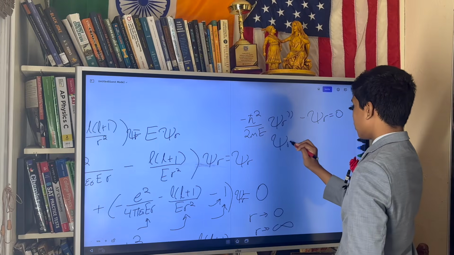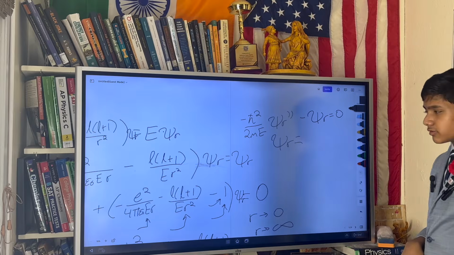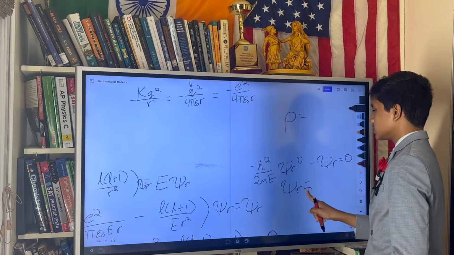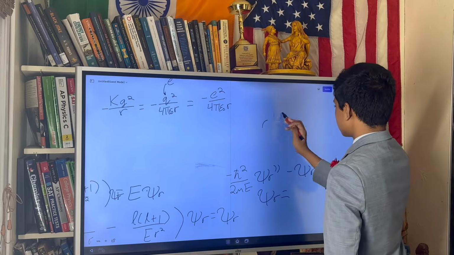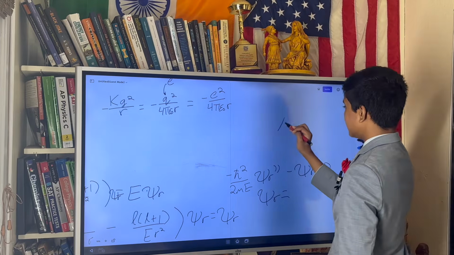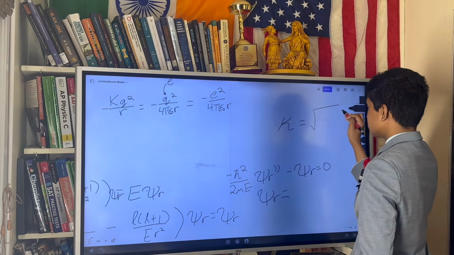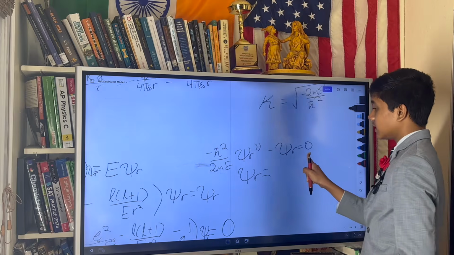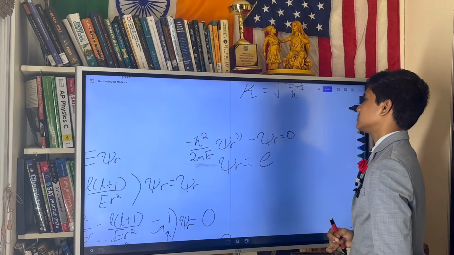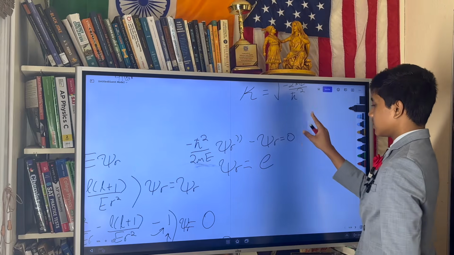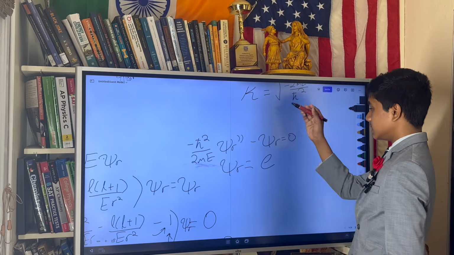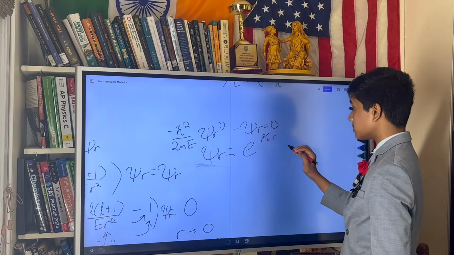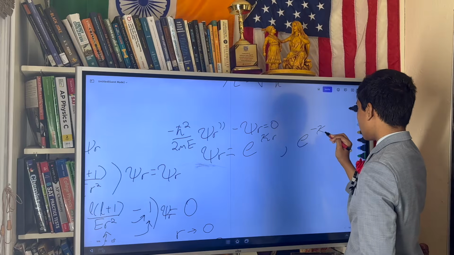So you get that psi r is equal to, and now I'm going to do a quick substitution by letting kappa be equal to the square root of minus 2m e over h bar squared, and that tells us that psi r is equal to e to the kappa r. Actually, there were two solutions, e to the kappa r and e to the minus kappa r.